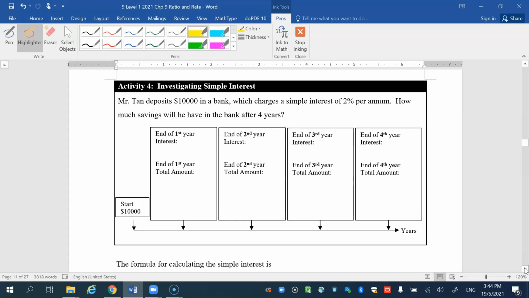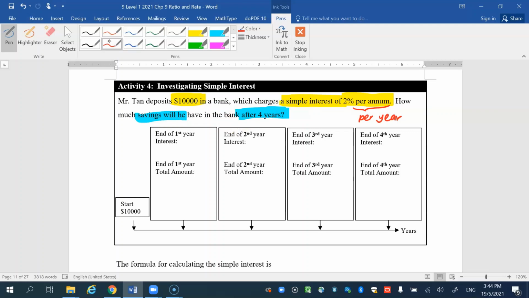Okay, so Mr. Tan deposits $10,000 in a bank, which charges a simple interest of 2% per annum. Now, what does this per annum mean? It means per year. Okay, so every year, the bank charges 2% interest. Question asks, how much savings will he have in the bank after 4 years? Okay, so let's do this year by year.